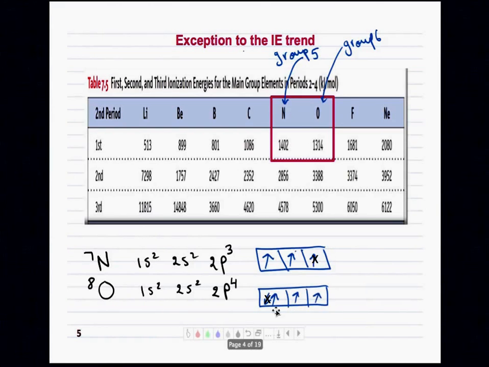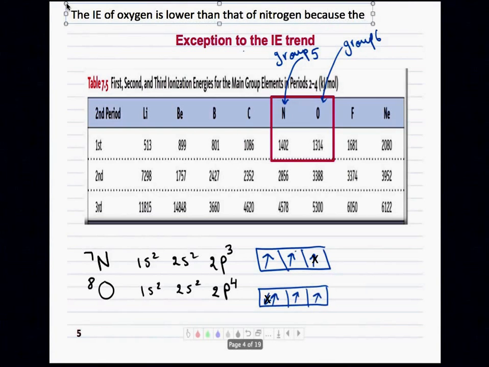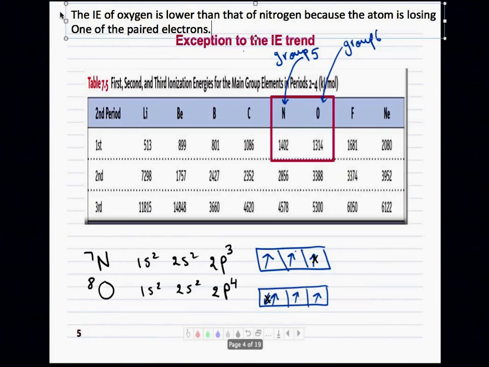So this is why the ionization energy of oxygen is lower than that of nitrogen, because the atom is losing one of the paired electrons. Okay? Let me just put it up there so that you can see that. So this is the first exception of the ionization energy. We're going to talk about the second exception in a minute after you finish writing that.